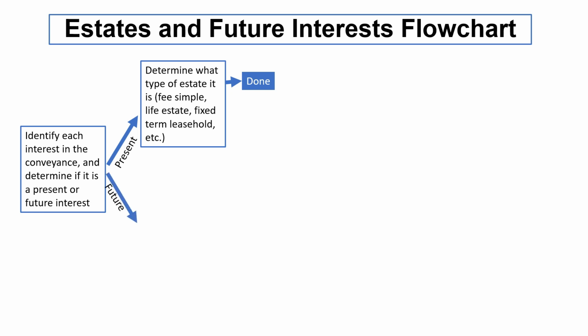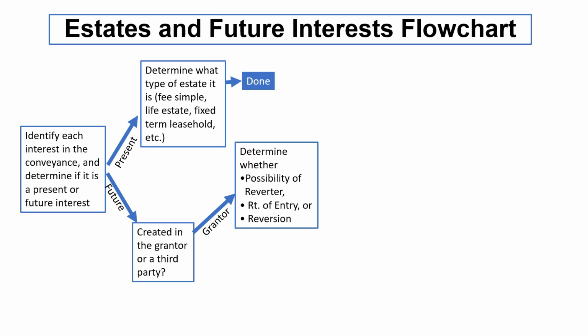On the other hand, if the interest we're looking at is a future interest, then we need to ask ourselves the question, is that future interest created in the grantor or in a third party? Because that will help us classify the future interest. If the interest is created in a grantor, it has to be one of three kinds, and we need to determine then whether it's a possibility of reverter, a right of entry, power of termination, or a reversion. Once we've done that, again, we're done. We've said all we need to say about the future interest, except, of course, to say whether it is in fee simple absolute or for life or something else about how long it will last once it becomes possessory.